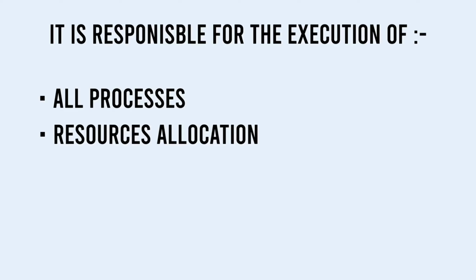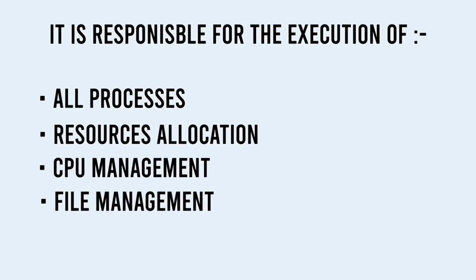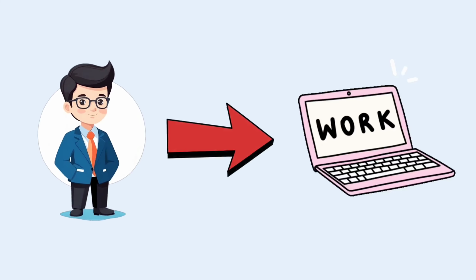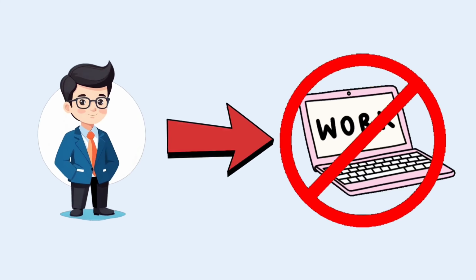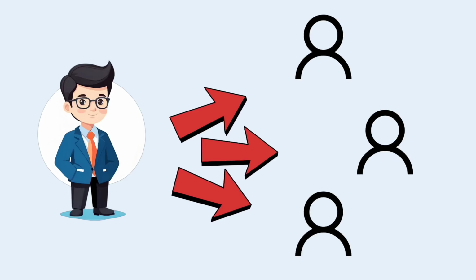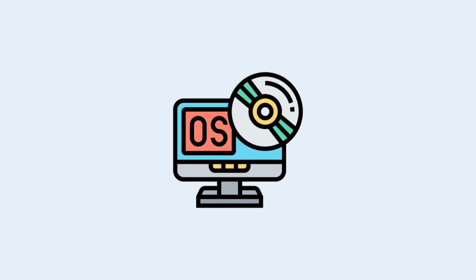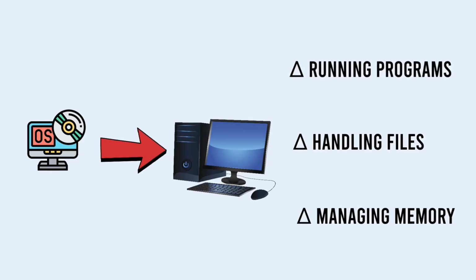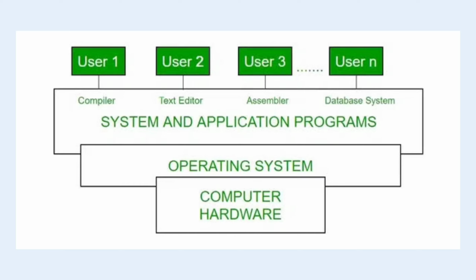It is responsible for the execution of all the processes, resource allocation, CPU management, file management, and many other tasks. Think of it like a manager of a company. The manager doesn't do all the work themselves, but they assign tasks to employees, making sure everything runs smoothly. Similarly, the operating system manages all the computer activities like running programs, handling files, and managing memory. Let's see the structure by diagram.